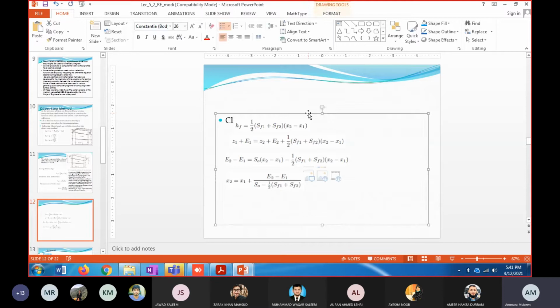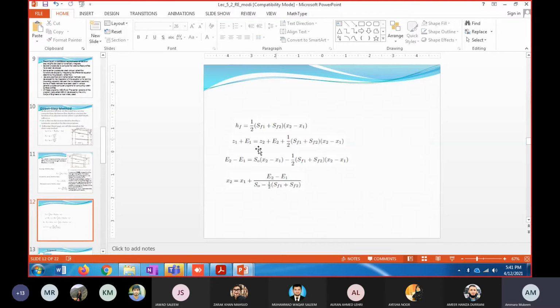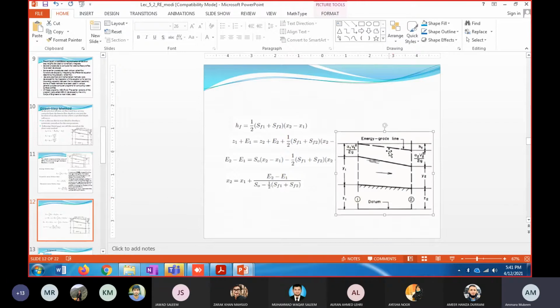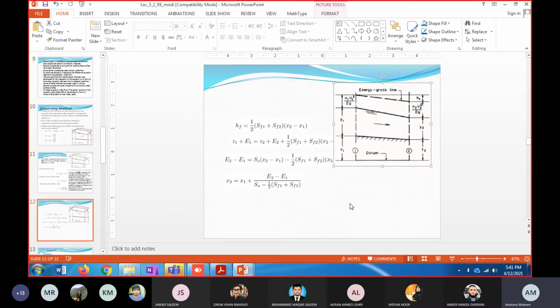And you know that frictional head loss can be calculated using the slope and distance delta x. So again, the same figure I'll be taking here. Let me connect this up.